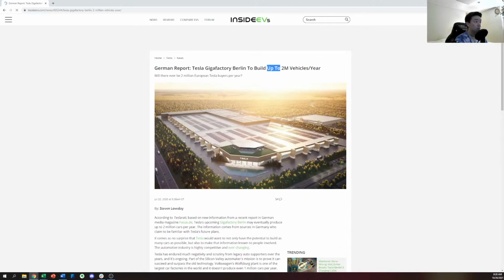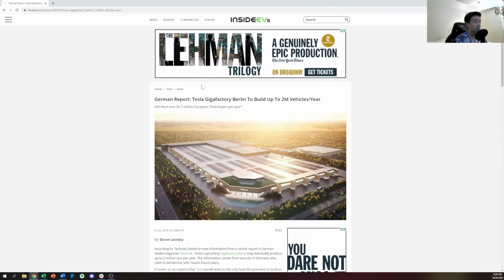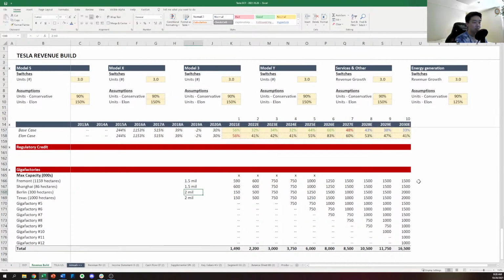Tesla Gigafactory up to 2 million vehicles per year. All right, so this is kind of what I'm basing that number off of. And then the other things, I don't think this is even going to happen, right? We're just trying to build the Elon case.